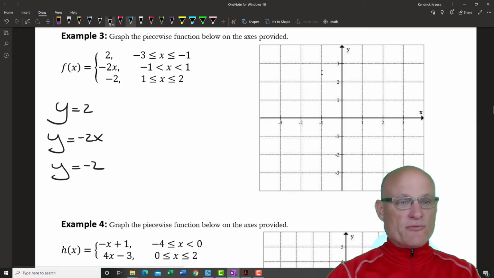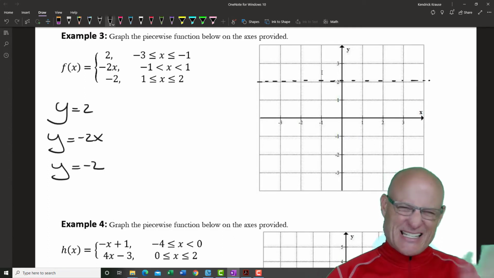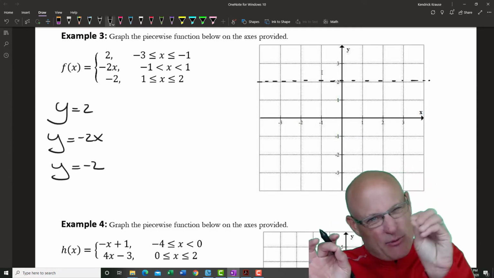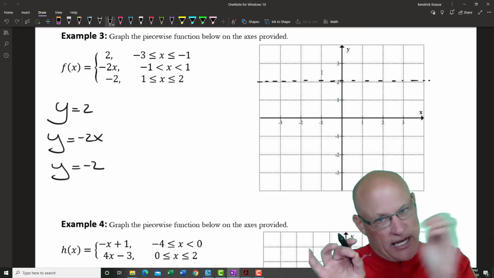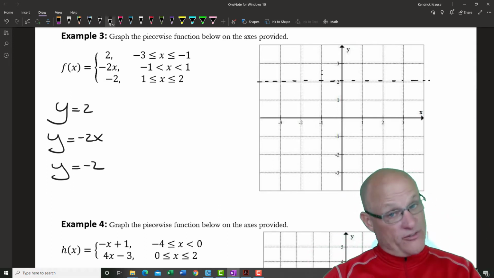All right, so let's start with the first one. This would be the first line right here. y equals 2. It's a horizontal line, y equals 2. Now, I just put it nice and lightly in there. You can do it nice and lightly with your pencil to start, because what we're going to want to do is think about where does this start?